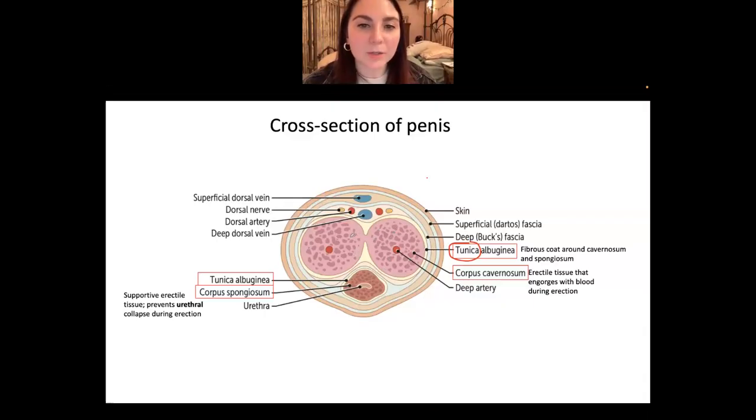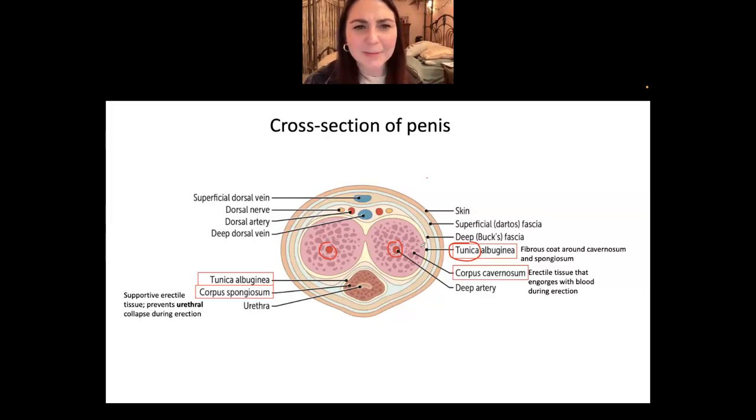The corpus cavernosa, so that's what this pink is. This is erectile tissue. So this is what engorges during an erection. And the classic question, and it gets everyone, is sometimes they'll ask, is this an artery or a vein in here? Like, what is this in the corpus cavernosum? And it's an artery. Arteries are bringing blood. That's how it engorges with blood, is with an artery.